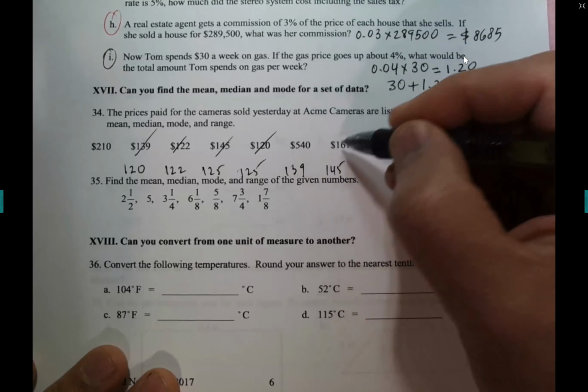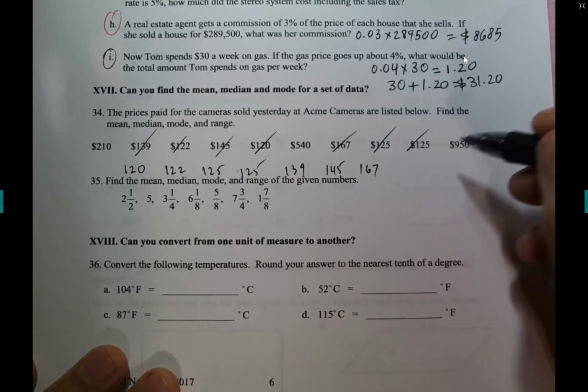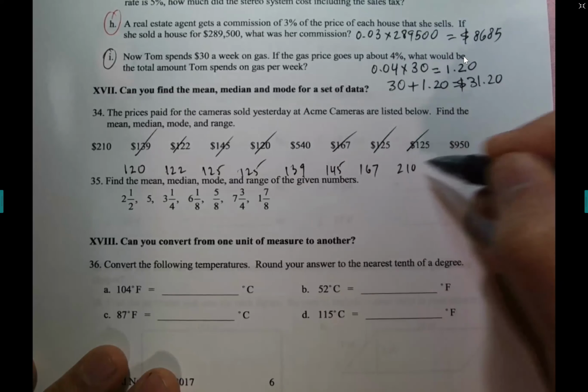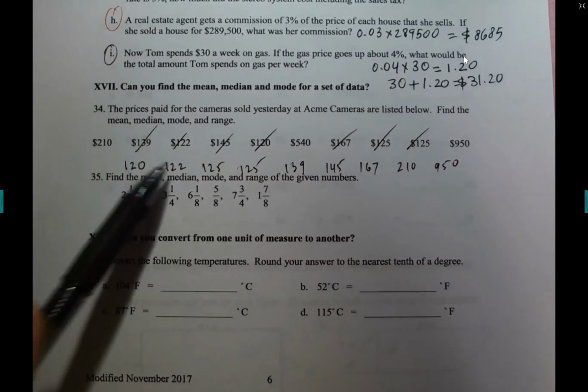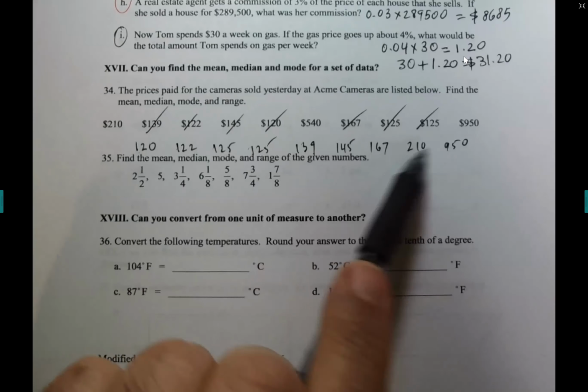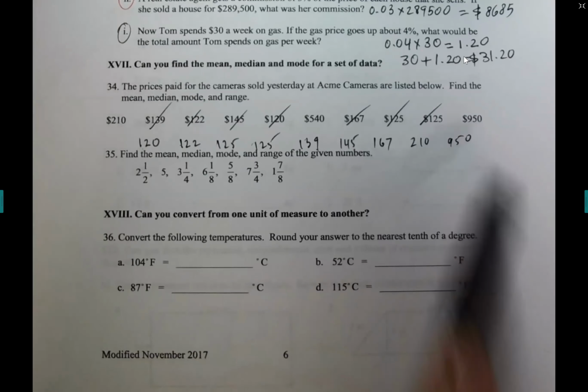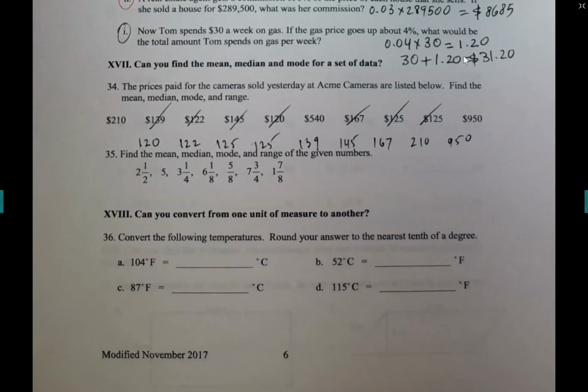Then you have 167. Then you have 210 and then 90. 10. Okay. To find the mean, guys, you need to add them up and divide by how many do we have? Wait. 2, 3, 4, 5, 6, 7, 8, 9. So you add them up and divide by 9. That's how you find the mean.